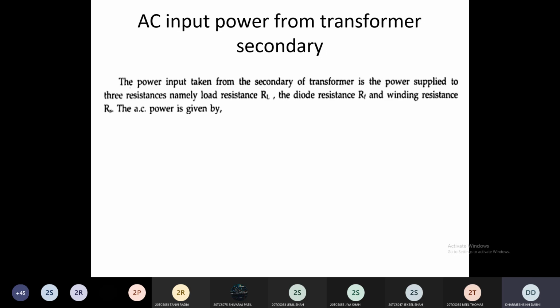Now, what is the value of AC input power given to this circuit? So as you know that in the circuit diagram, here we provide the input power from the secondary of the transformer. Clear? And as we know that secondary side or this load side has three resistances. One is secondary winding resistance RS, load resistance RL, and diode resistance RF. Clear? So now what is the AC power input given to this circuit? What will the equation be? Yes, what is the equation?